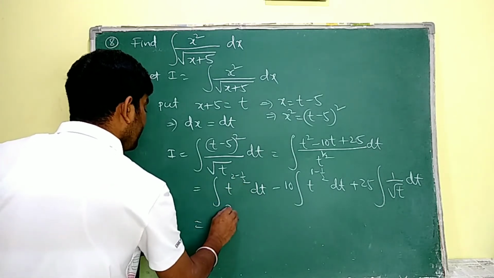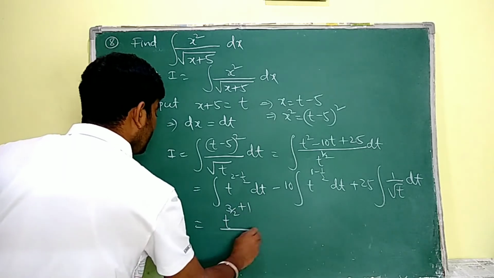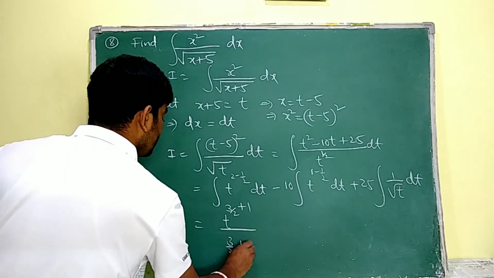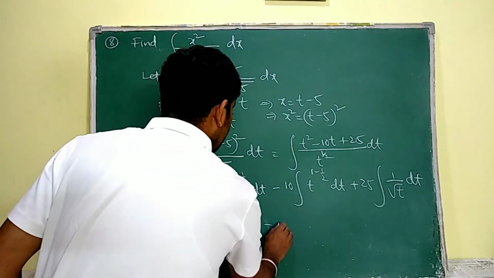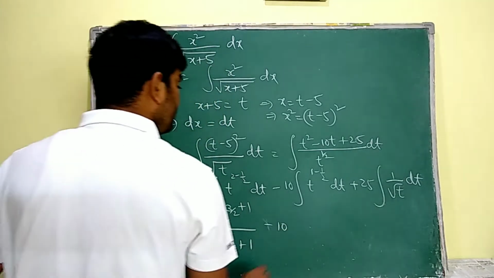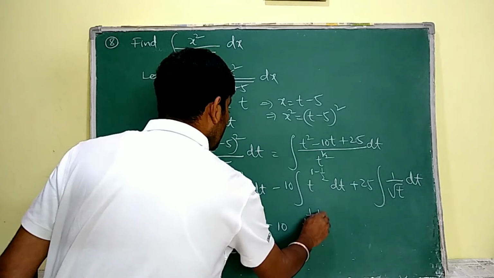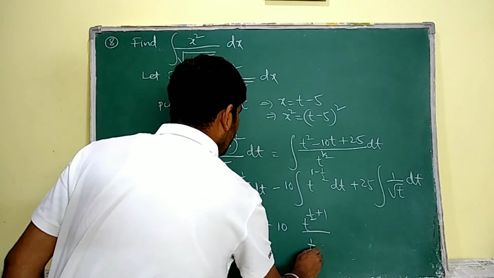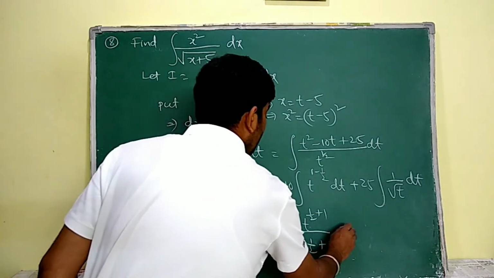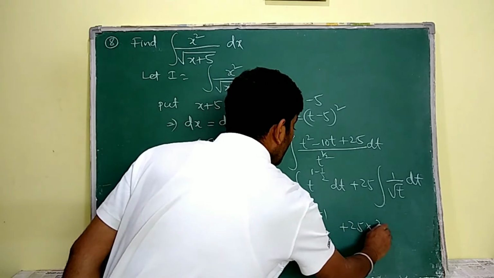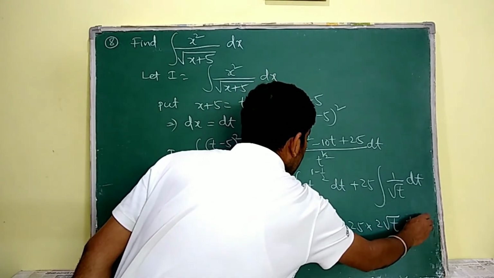Okay, so t power of 3/2 plus 1, that is t power of (3/2 + 1), minus 10 into t power of (1/2 + 1) over (1/2 + 1), plus 25 into 2 root t, plus c.